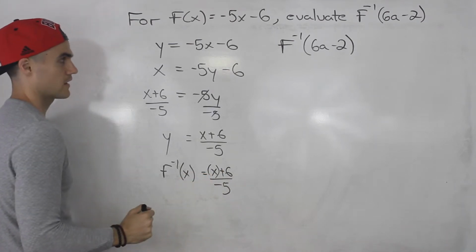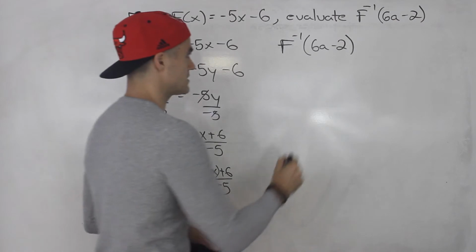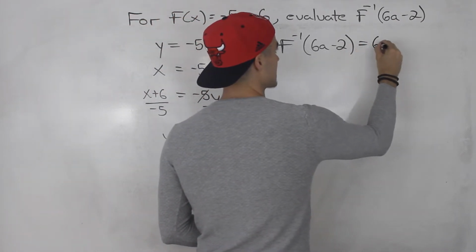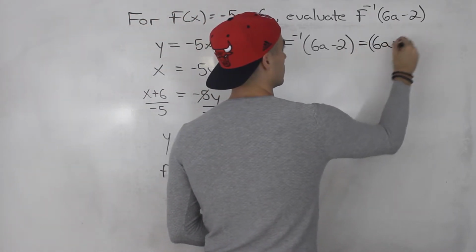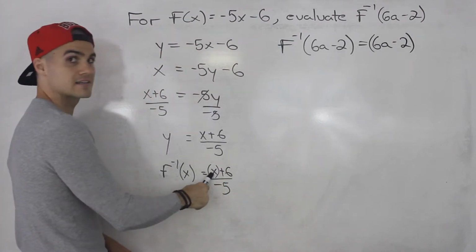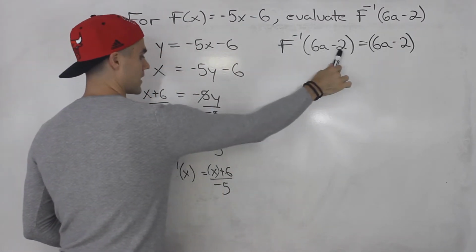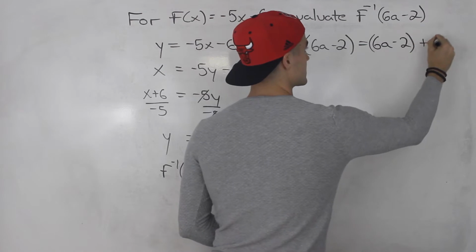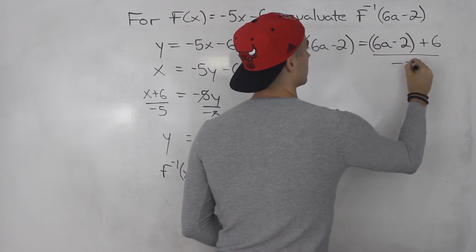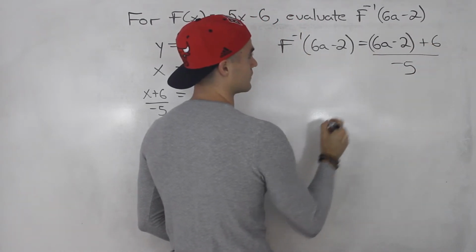So think of that x value like in brackets. So basically we'll have 6a minus 2. So we're plugging in for that x there that entire expression, 6a minus 2, and then we are adding 6. This is going to be all over negative 5.